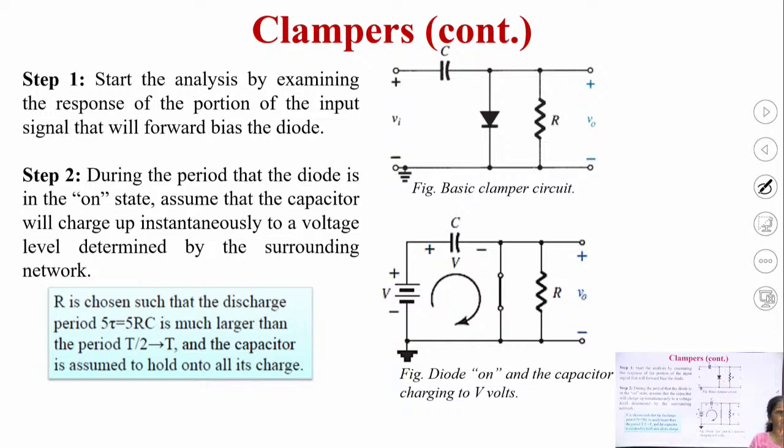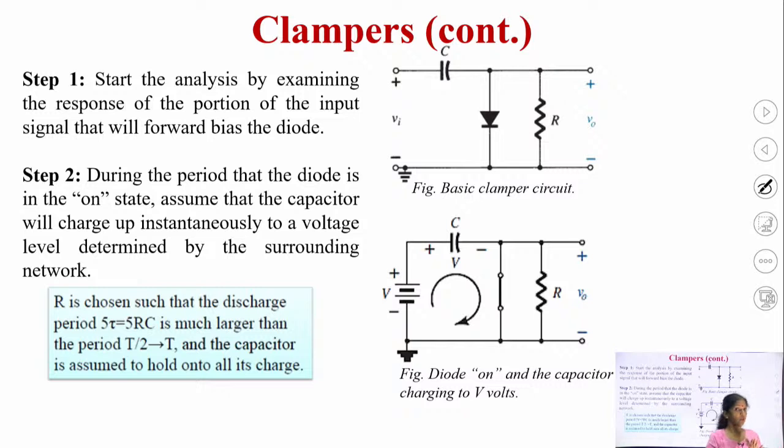When we start our analysis, we have to start by examining the response of the portion of the input signal that will forward bias the diode. In a clamper circuit, it is very important to note that we start our analysis only when our diode comes forward biased for the first time. That means if during the first positive half cycle your diode does not come into the forward bias state, we cannot start our analysis.